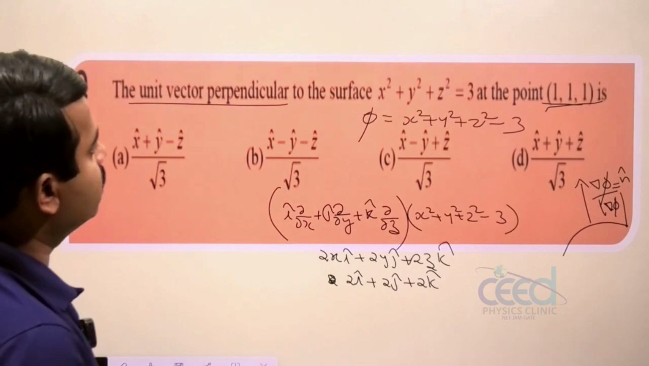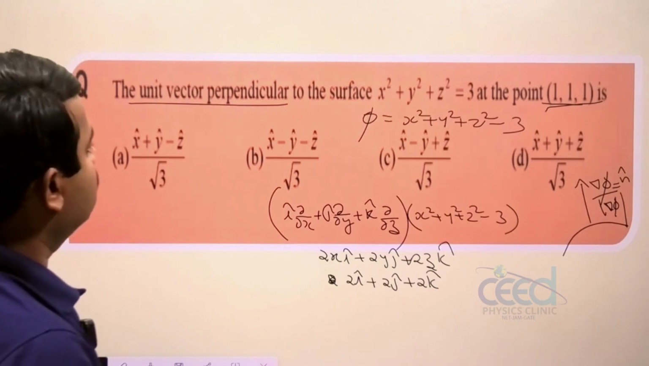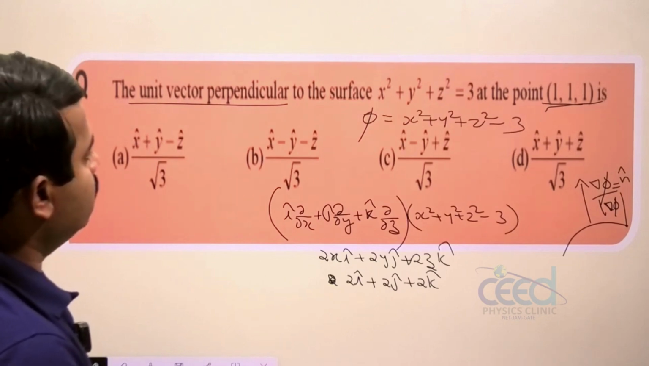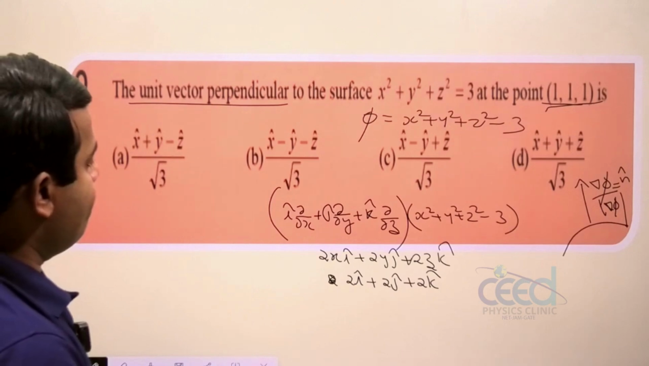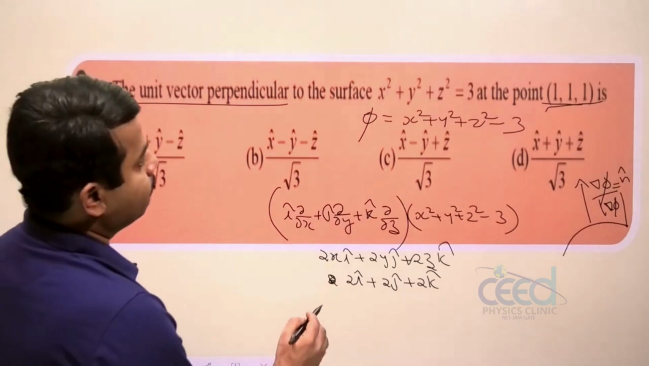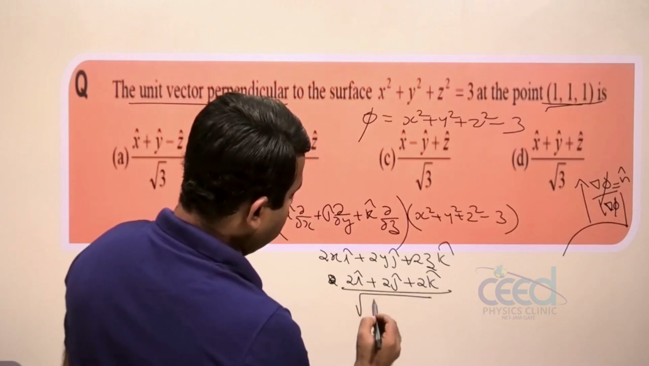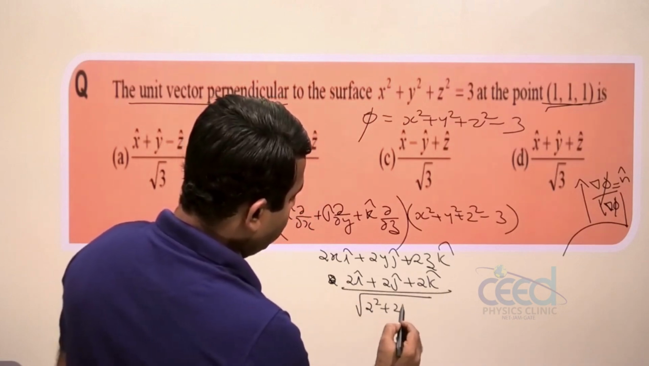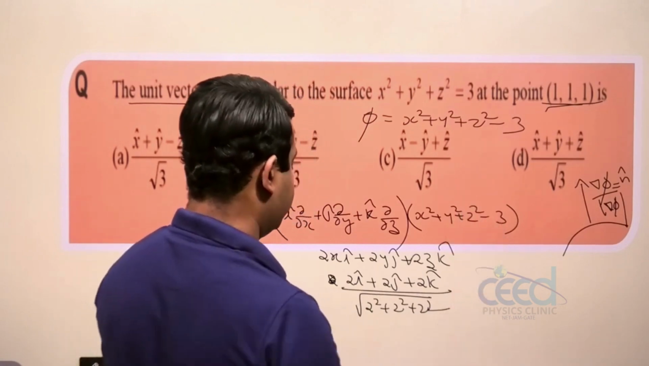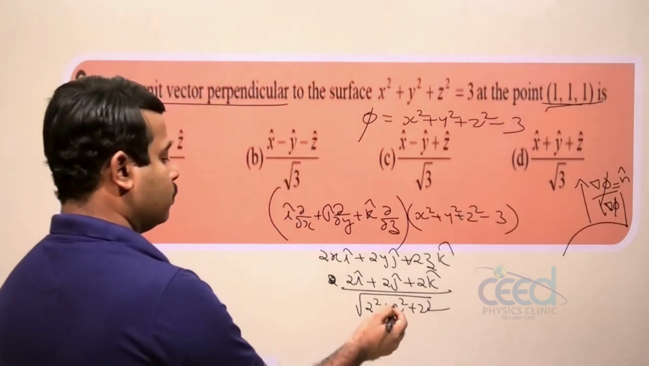Now what is its modulus? The modulus is the square root of 2 square plus 2 square plus 2 square, right? That is 4 plus 4 plus 4.